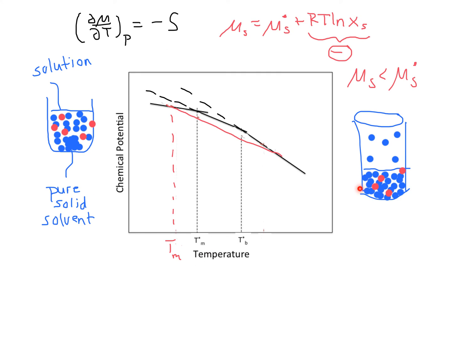When we have a non-volatile solute in our solution, the vapor phase will be pure solvent. And so again, the chemical potential we're interested in for the vapor phase, for the gas, is the same as the pure solvent chemical potential. And now we can see that the solution chemical potential and the vapor chemical potential are the same at a much larger temperature than the pure solvent, and so the boiling point of the solution is elevated relative to the pure solvent. So we have boiling point elevation and freezing point depression when we have a solution.